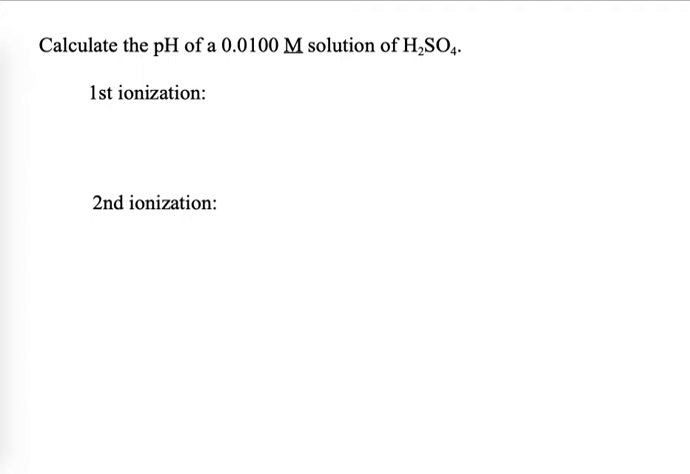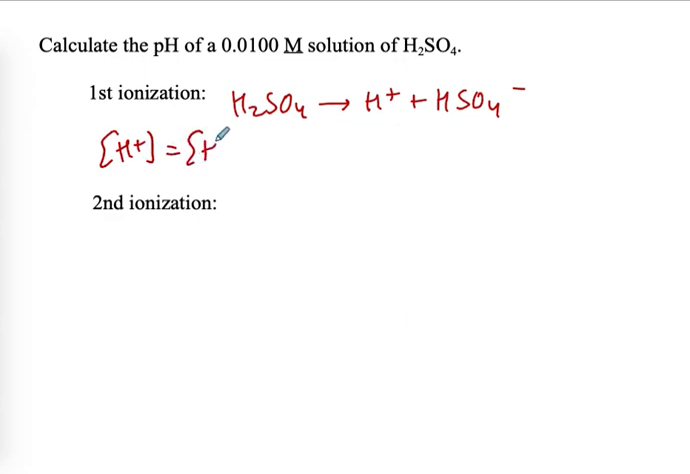We saw earlier in the unit that as you increase the dilution of an acid, the percent ionization increases by Le Chatelier's principle. So let's check this out. For the first ionization, the first ionization of sulfuric acid is a strong acid ionization, so we assume that it goes to completion, which means that my hydrogen ion concentration and hydrogen sulfate concentration from the first ionization are equal to 0.0100 moles per liter.